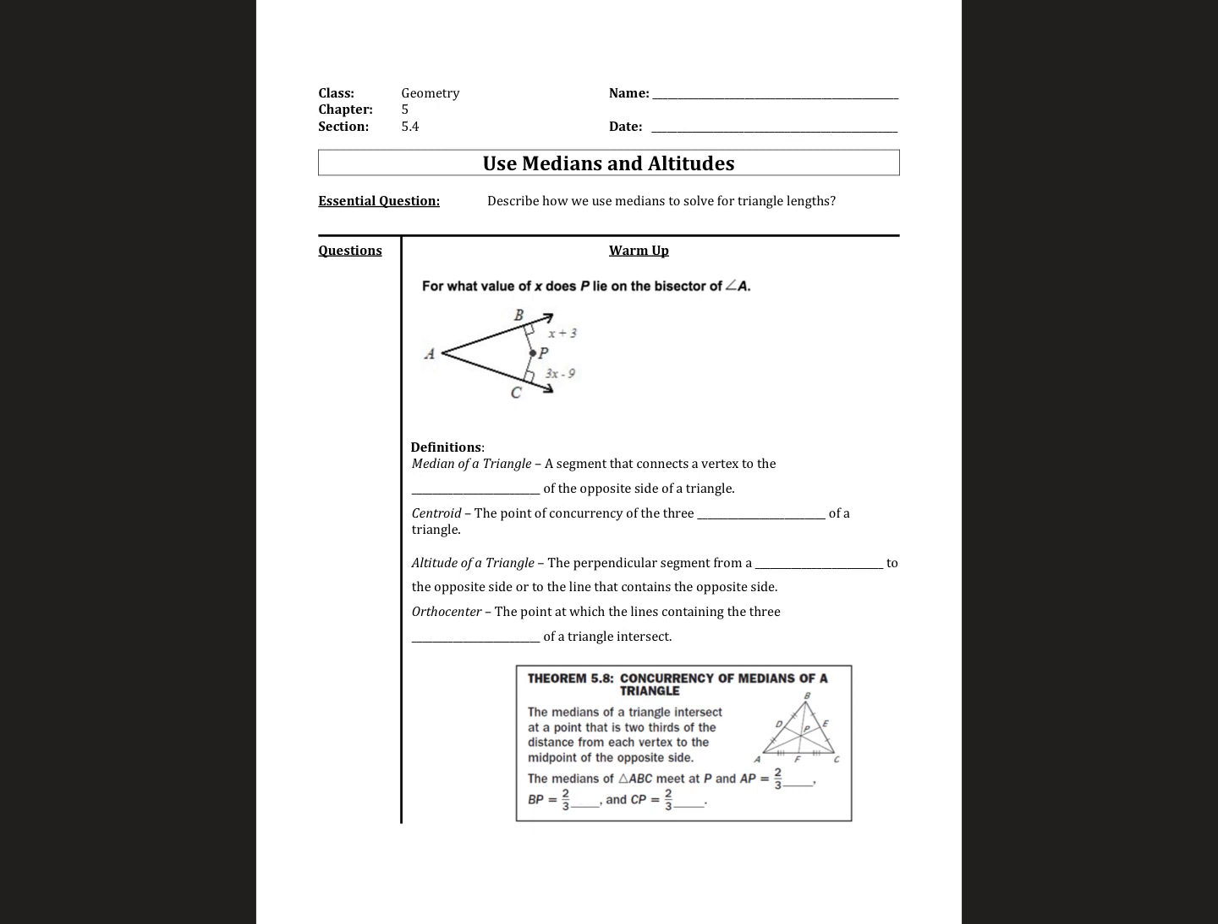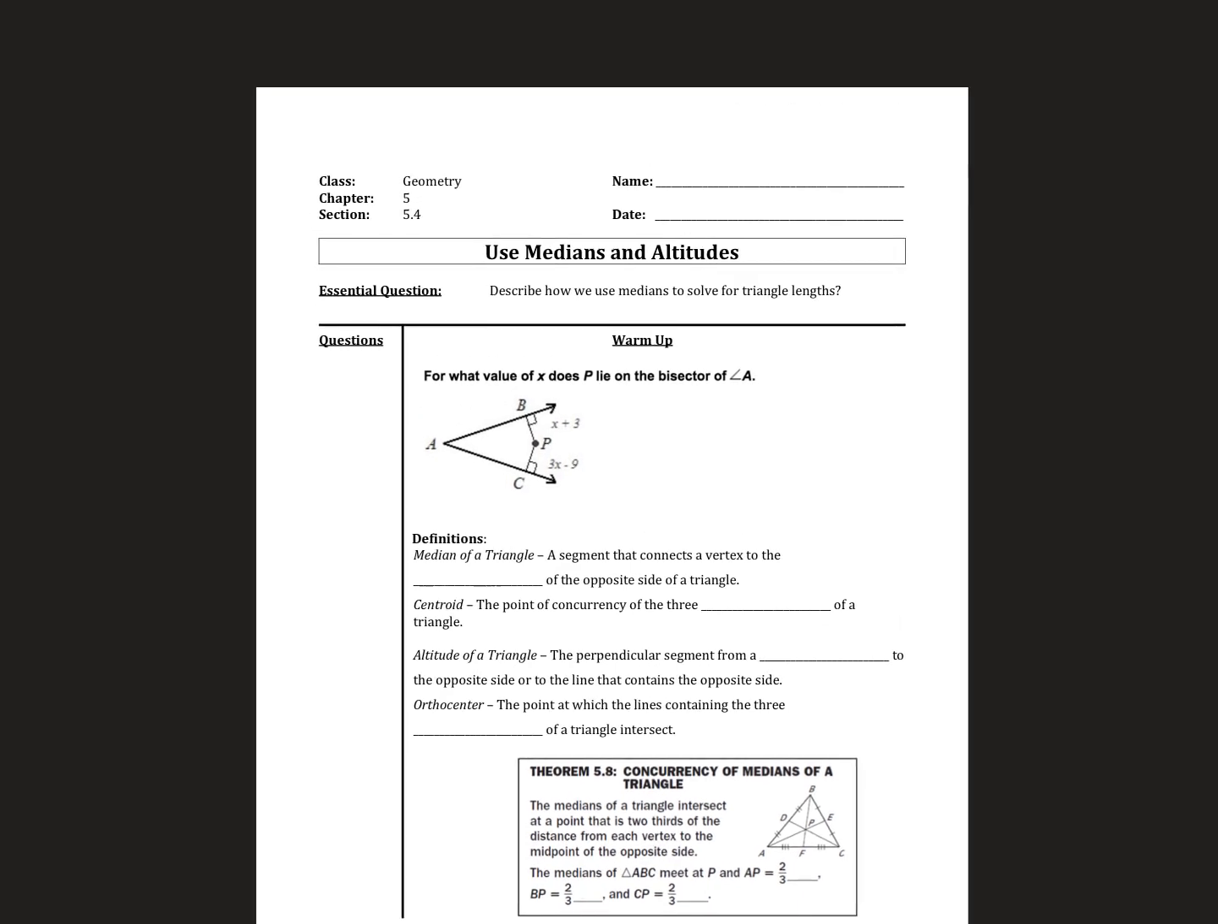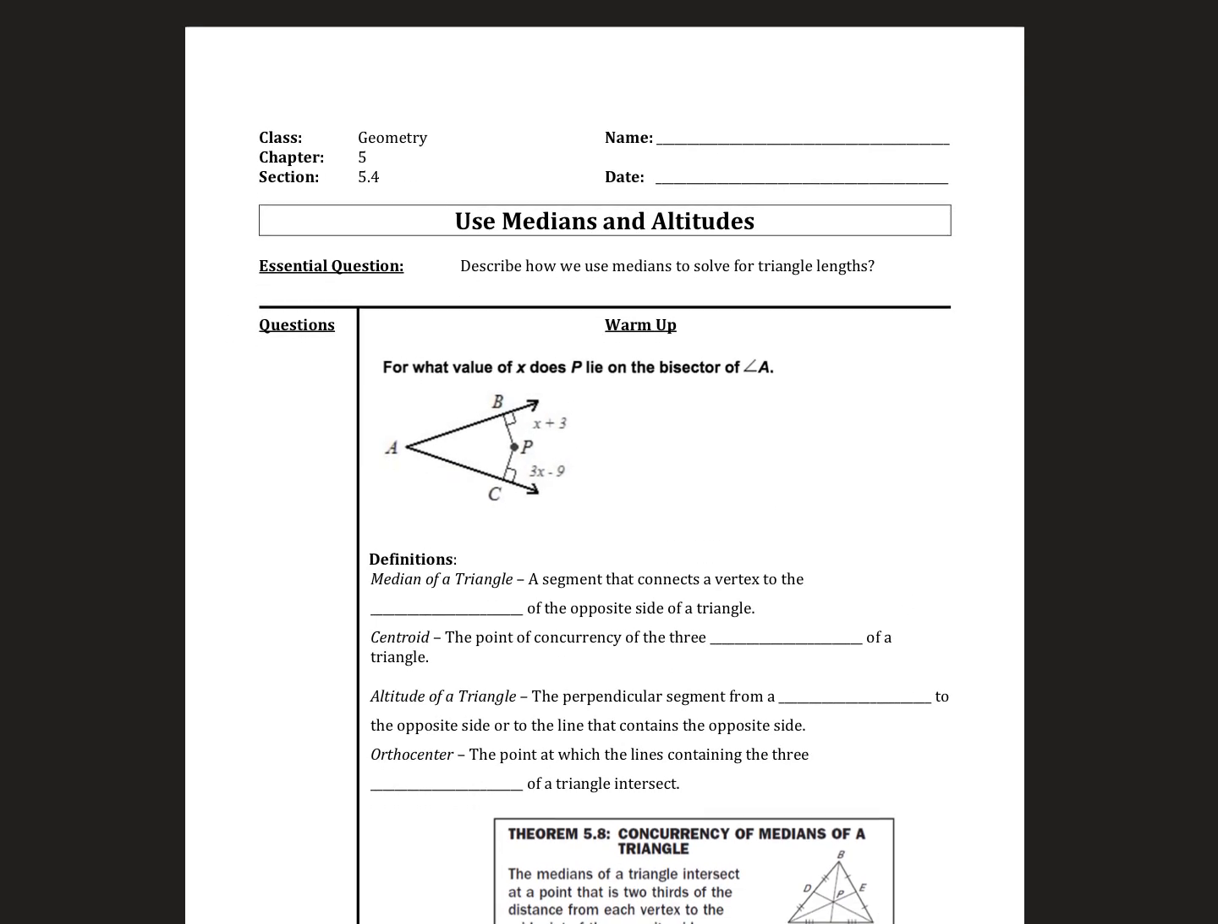Today we're continuing chapter 5. We're talking about medians and altitudes today. We're going to be talking about centroid, orthocenter, two more measures of center for a triangle. And it's going to be a good time. So the name of this lesson is use medians and altitudes. Our essential question is: describe how we use medians to solve for triangle lengths.